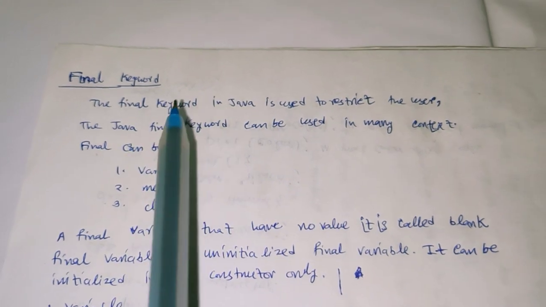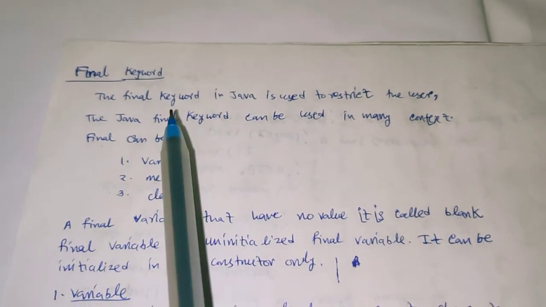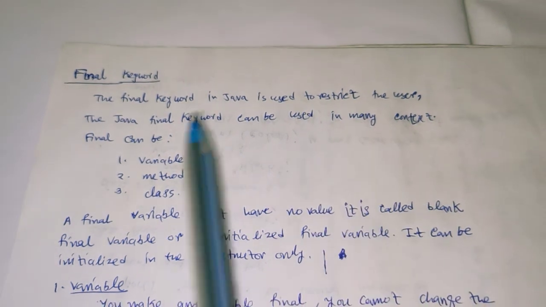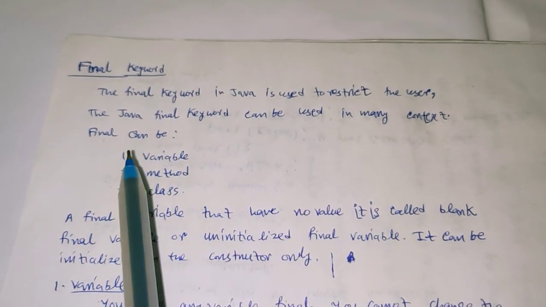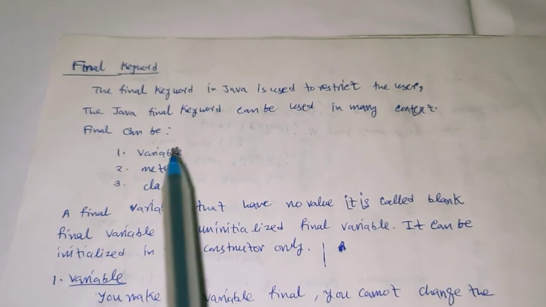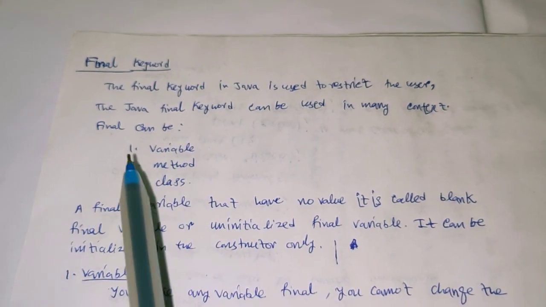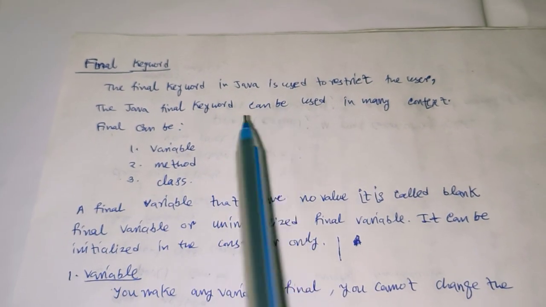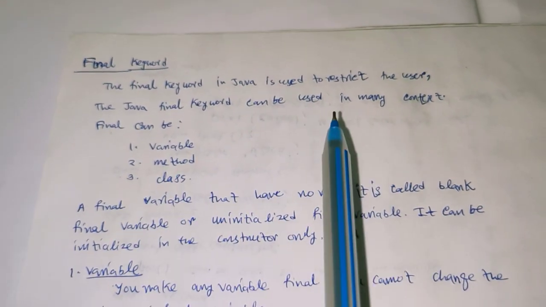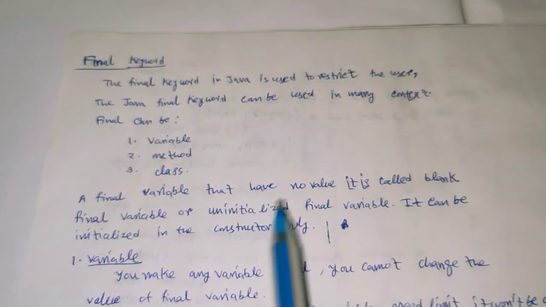We are discussing the final keyword. So what is this? The final keyword in Java is used to restrict the user. The Java final keyword can be used in many contexts. Final can be a variable, method, or class, like final variable name, final method name, final class name.